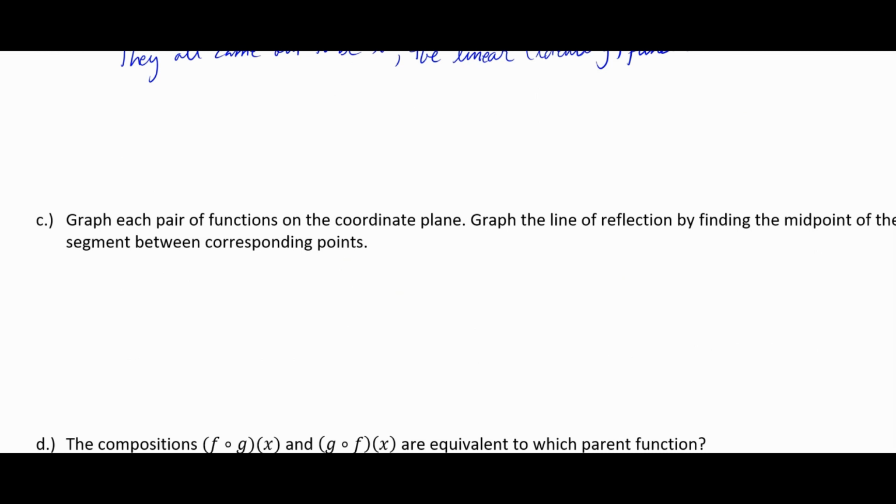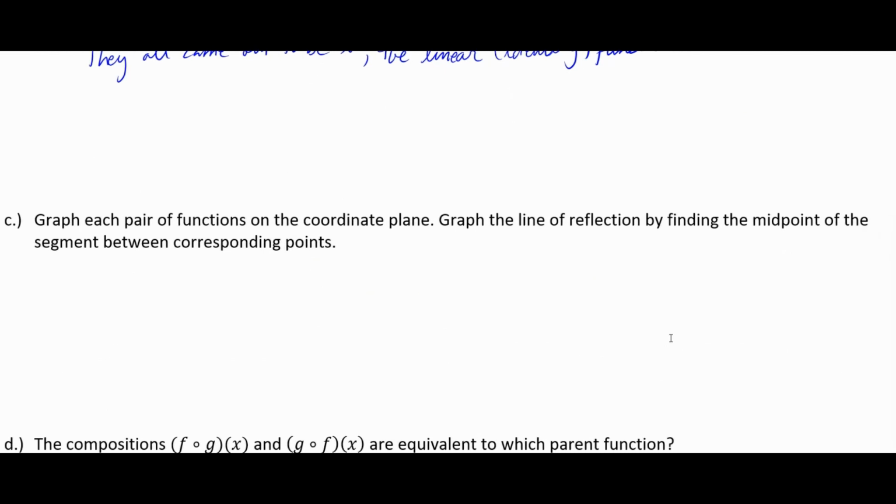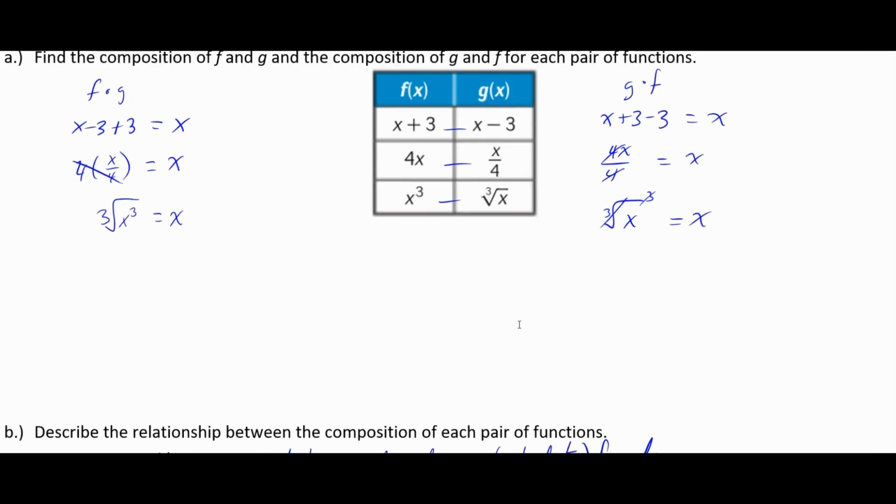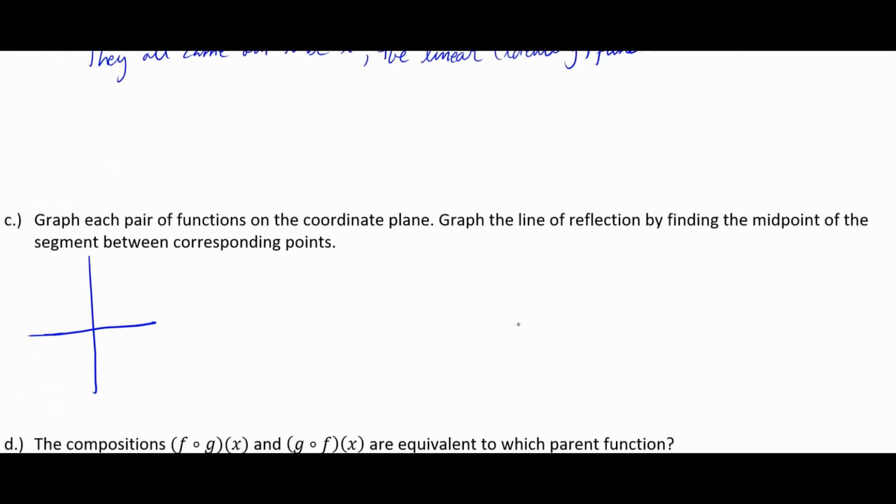For C, let me scroll to the right a little bit. Graph each pair of functions on the coordinate plane, then graph the line of reflection by finding the midpoint of the segment between corresponding points. So in our first one, I'm just going to throw out some sketches. We have x plus 3 and x minus 3. So x plus 3 is going to be this. X minus 3 is going to be this. So then that point of reflection is going to be right there. Again, the line y equal to x.